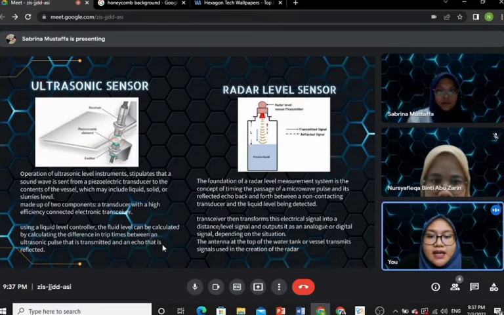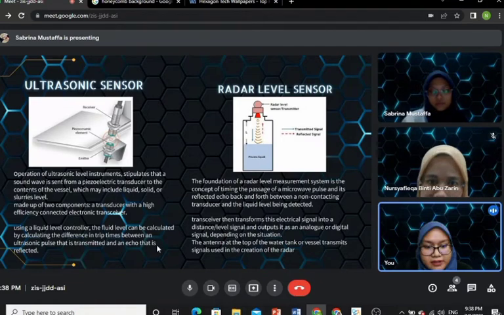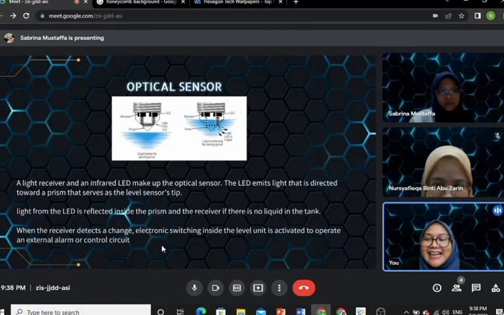Next, radar level sensor. This system uses the concept of timing the passage of a microwave pulse and its reflected echo back and forth between a non-contacting transducer and the liquid level being detected. The transceiver transforms this electrical signal into a distance or level signal, and the output is an analog or digital signal depending on the situation. The antenna at the top of the water tank level transmits signals in the creation of the radar.